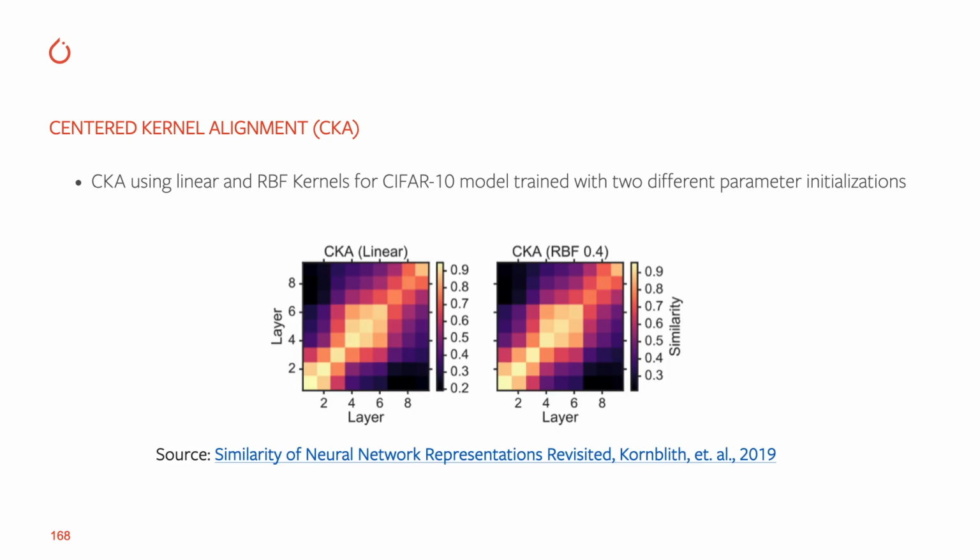Here we visualize some results from the original paper for two ConvNet models with identical architectures trained on the CIFAR10 dataset with different parameter initializations. As we can see, both linear and RBF kernel return almost identical results. Also, along the diagonal, we observe a high similarity score.